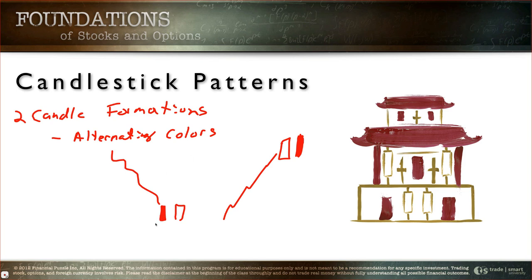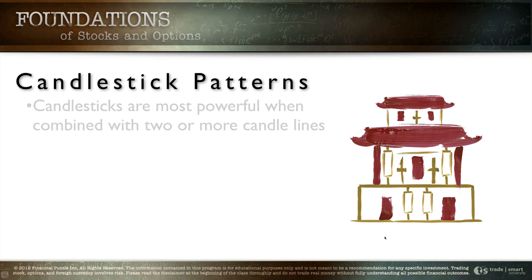So it's alternating colors. The first candle of the formation looks like a continuation of the trend. The second candle looks like a sudden reversal of the trend. All of the two-candle formations that we're going to look at tonight are going to take on this basic formation. I wanted to point that out before we get going too far.